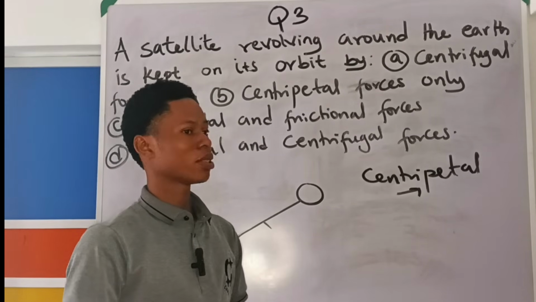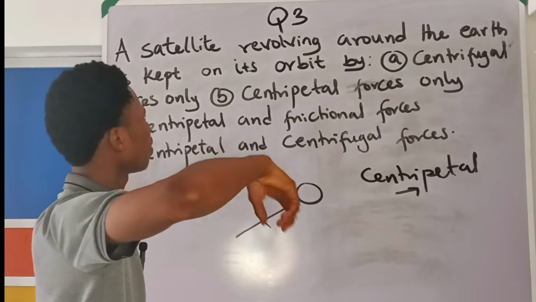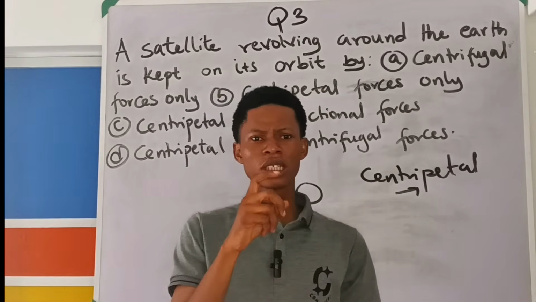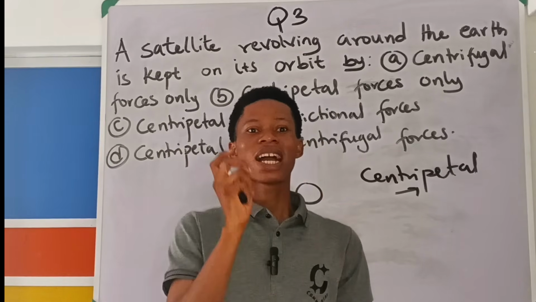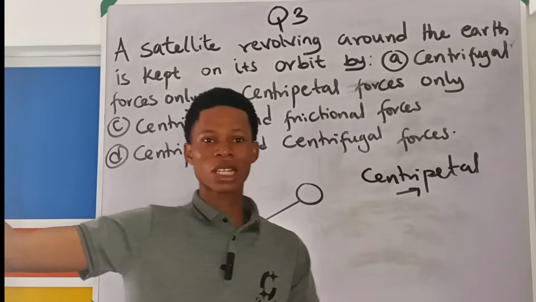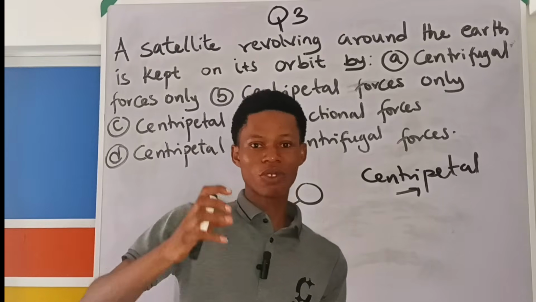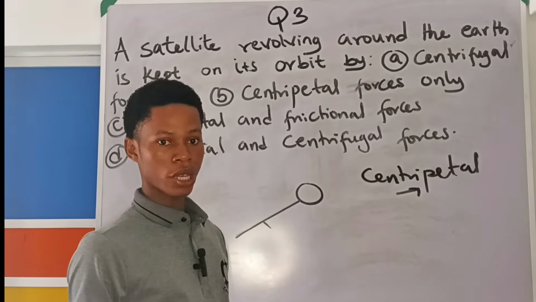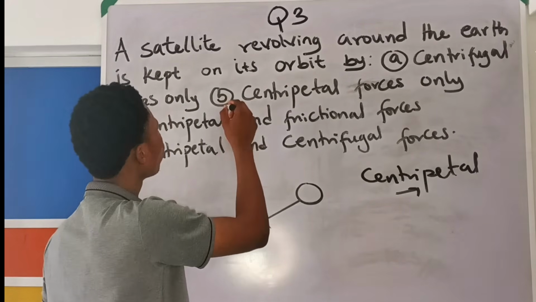Now if you look at a satellite like the moon, a satellite revolves around the Earth and is kept in its orbit. You've known about gravitational force, and gravitational force is a kind of pull towards the center of the Earth. That gravitational force is what is keeping this satellite in its orbit, and since it's trying to pull the satellite towards the center of the Earth, remember, centripetal force is towards the center. Centrifugal force is away. So the force that keeps this revolving in its orbit is centripetal forces only.